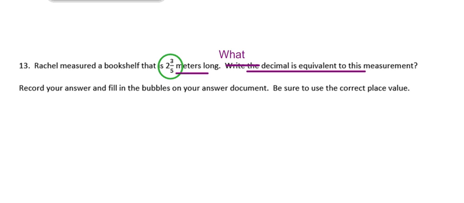Question 13. Rachel measured a bookshelf that is 2 3/5 meters long. What decimal is equivalent to this measurement? So you're going to have to change 2 3/5 to a decimal equivalent. Then record your answer and fill in the bubbles on your answer document. Be sure to use the correct place value.